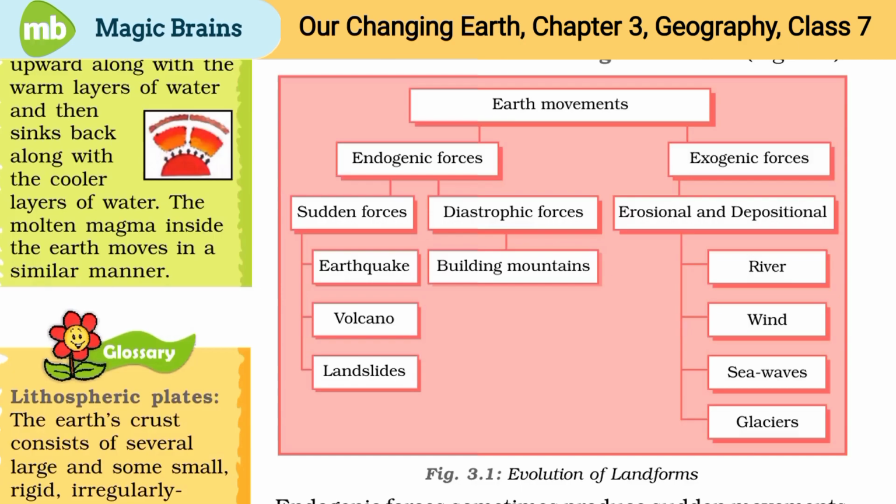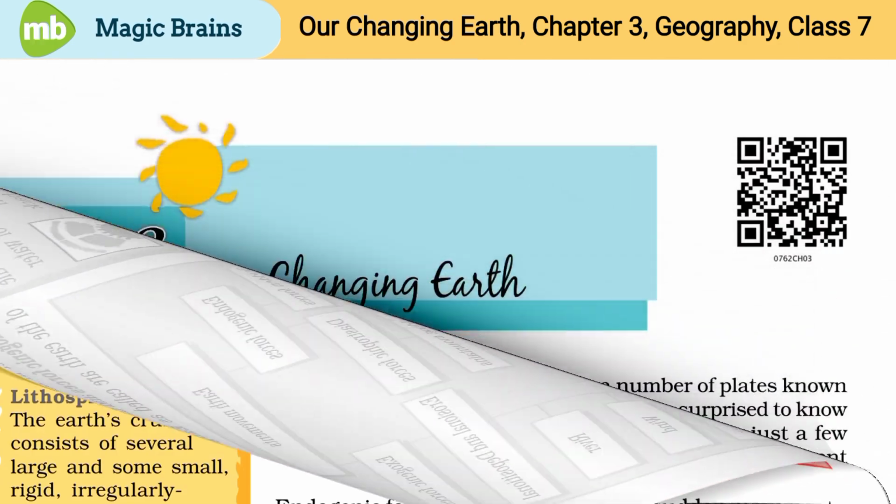Endogenic forces are sudden forces, and they are responsible for earthquakes, volcanoes, and landslides. Also, they are diastrophic forces, building mountains. Whereas exogenic forces are erosional and depositional, and they represent river, wind, sea waves, glaciers. The evolution of landforms is summarized in this diagram.